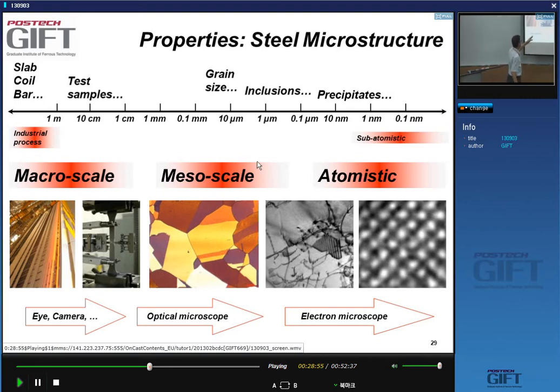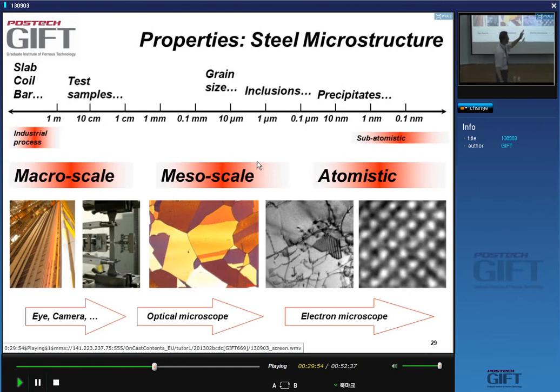When we have test samples, our dimensions are very different. Our dimensions are of the order of centimeters, 10 centimeters, 20 centimeters, so a foot. So when we go into the microstructure, for instance, in an optical microstructure, we observe the grain size of a steel. We are in what's currently being called a mesoscale. We're in the 100 micron to 1 micron level. The inclusions we were talking about are of the order of microns and less. The precipitates we were talking about, we're in the nanometer levels. And atoms that are in solution, we are in the sub-nanometer level.